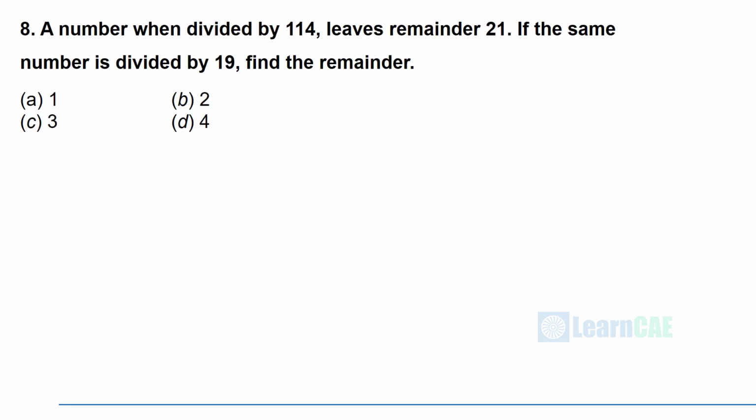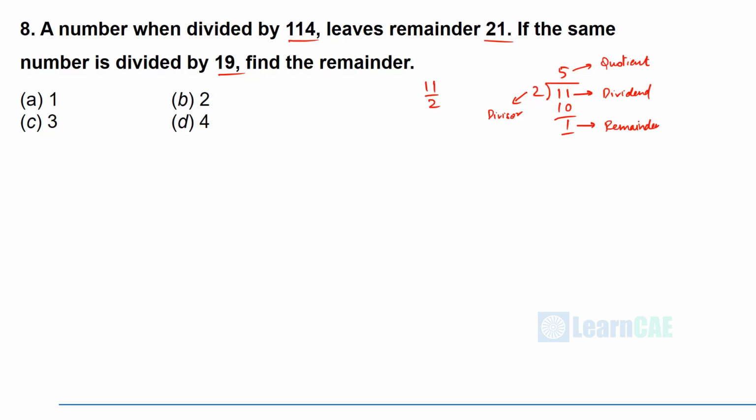A number when divided by 114 leaves remainder 21. If the same number is divided by 19, find the remainder. Okay, before we proceed to start solving the problem, let us revisit the terms in division. For example, 11 divided by 2 can be written as 2 here, 11 inside, 5 2s are 10, balance is 1. So this term 2 is the divisor and this term 5 is the quotient and this number 11 is the dividend and the balance 1 is the remainder.